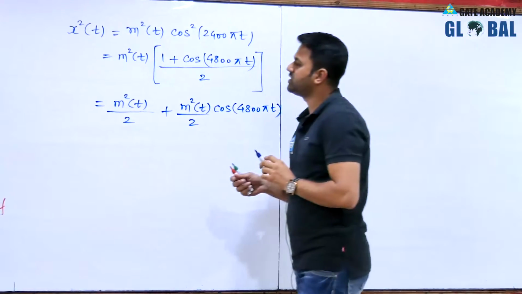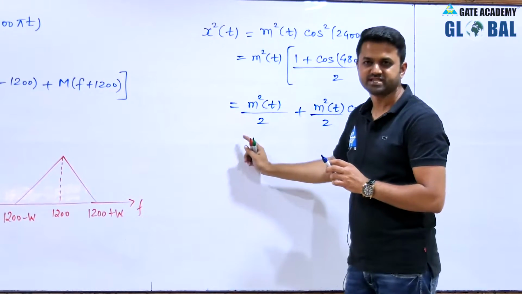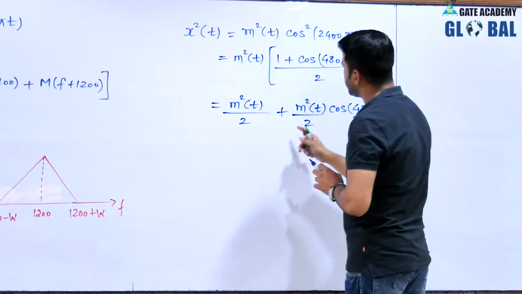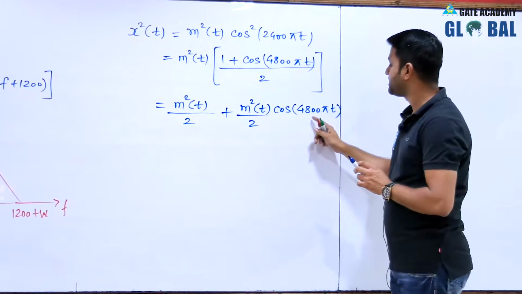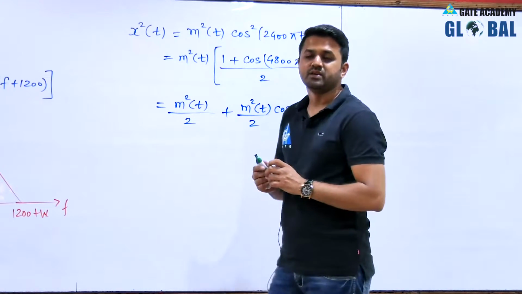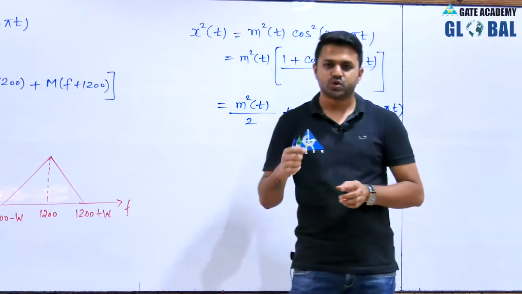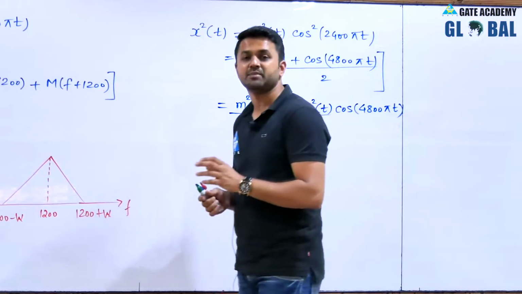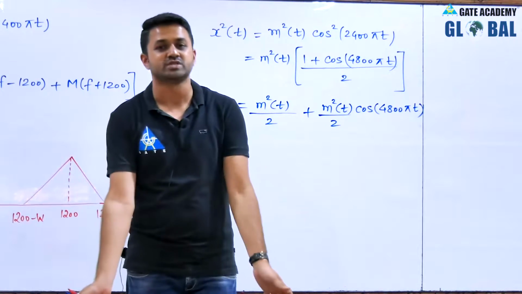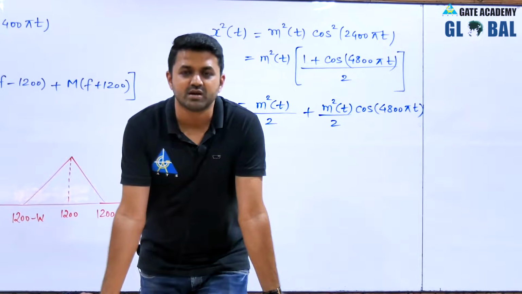To draw the spectrum of this x square t, we have to calculate its Fourier transform. This is the Fourier transform of m square t, and this is the Fourier transform of m square t multiplied with cos 4800 pi t. So what will be the Fourier transform of m square t? Because m of t has bandwidth W, m square t will have bandwidth 2W. We have seen that if we multiply signals in time domain, they are convolved in frequency domain, and whenever we convolve two signals, the resultant signal will have maximum frequency equal to the sum of the individual frequencies.